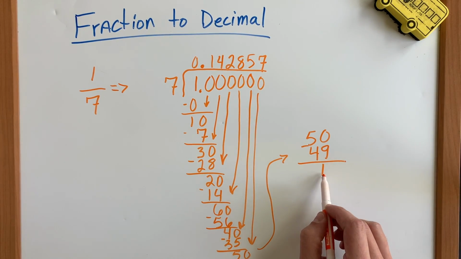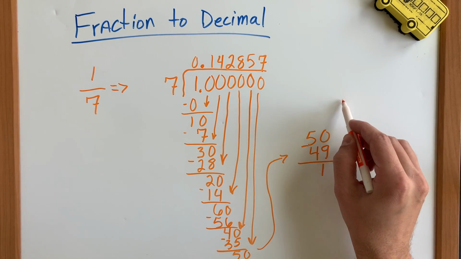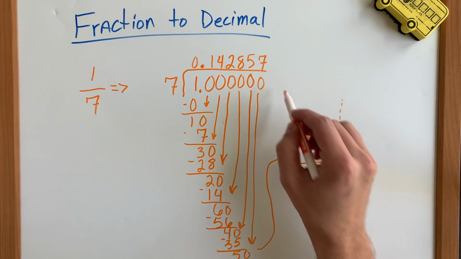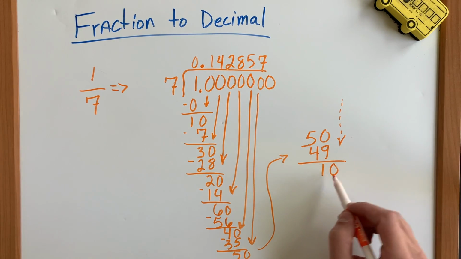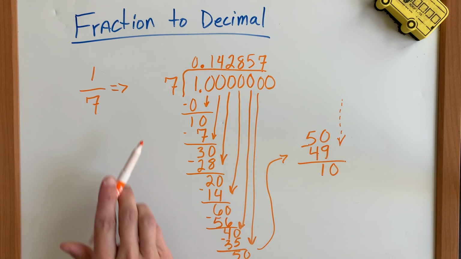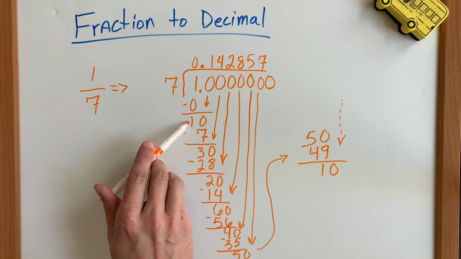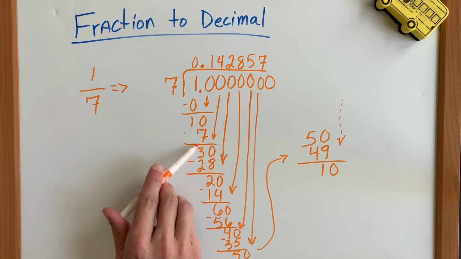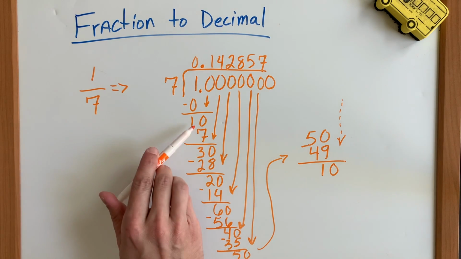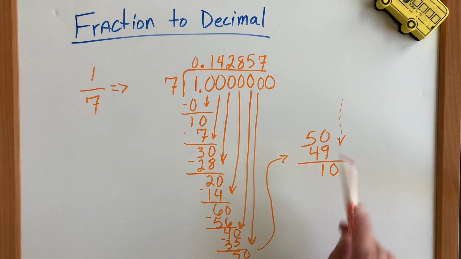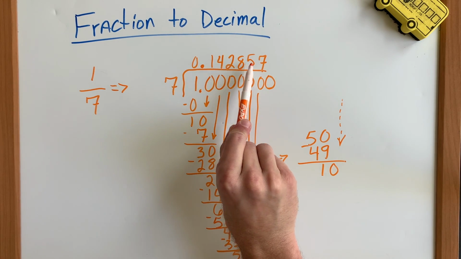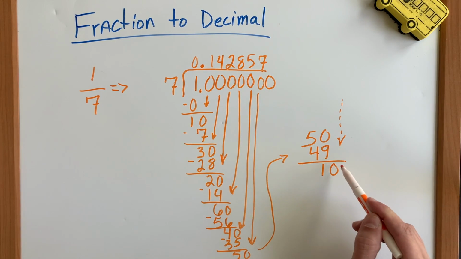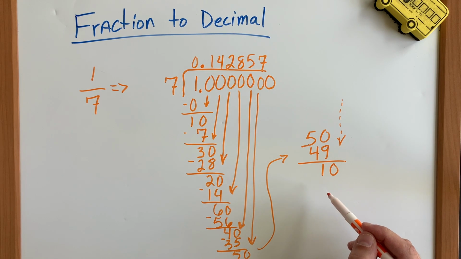Now, when I get this 1, I'm going to have to bring down another 0 from right here. When I do that, look at this 10. This is what we had all the way back in the beginning. And that process all the way down here is going to repeat itself. So our digits right now are 0.142857, but now that whole process is going to start all over again.